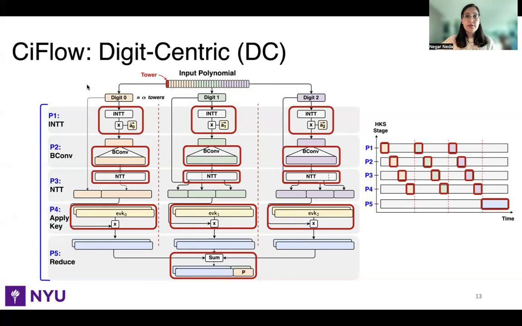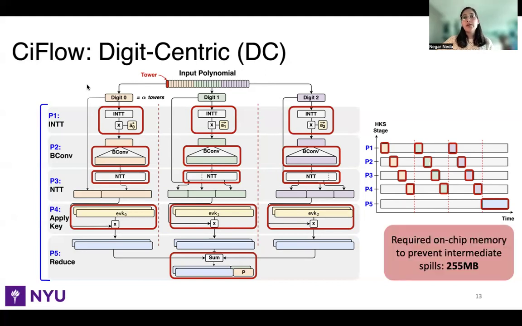This will increase the data reuse compared to max parallel, but still, if we want to prevent going on and off chip, we need around 255 megabytes. And the reason is that still in P2, I'm still extending the size of my input. I'm still generating more intermediate data. And in P5, after I'm done with each digit, I'm calculating a partial product that can either be on chip for final reduction, or I can put it back off chip to save on-chip memory.